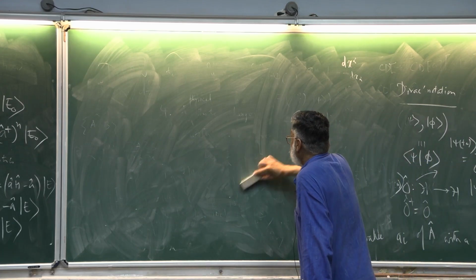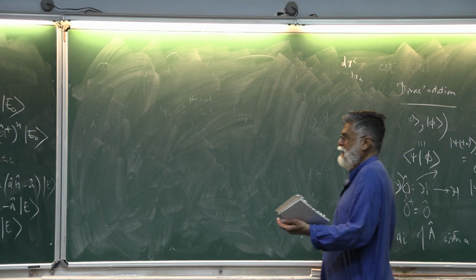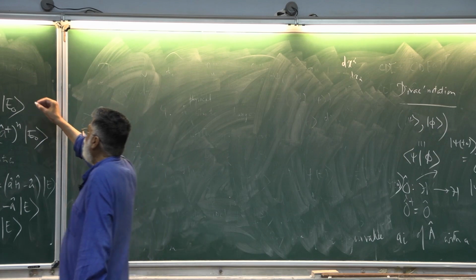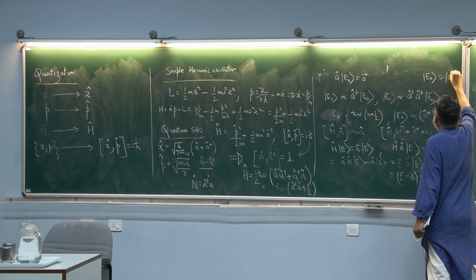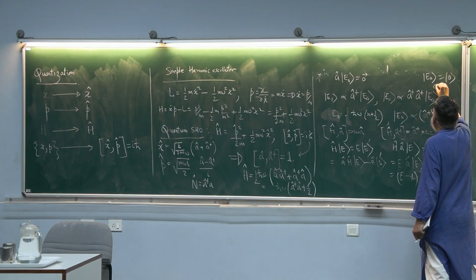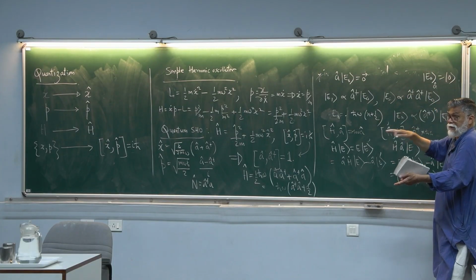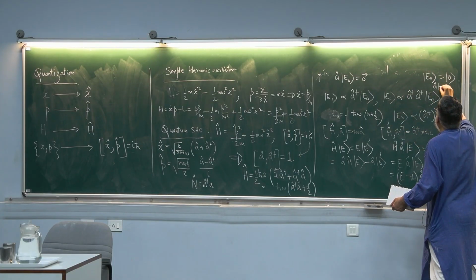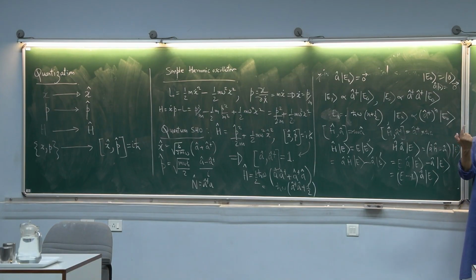Can A act on zero? What? E zero, meaning the lowest energy state, which in some books the lowest energy eigenstate E0 is written as ket 0. By definition the lowering operator cannot go beyond, since energy is bounded. So A acting on the lowest energy eigenstate annihilates it, meaning A acting on the lowest energy state is identical to the zero vector. That's the beautiful insight that Dirac had.